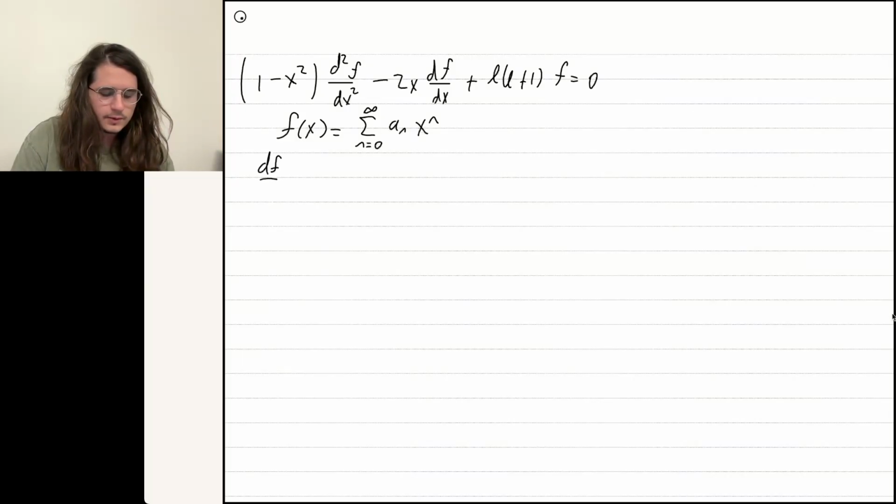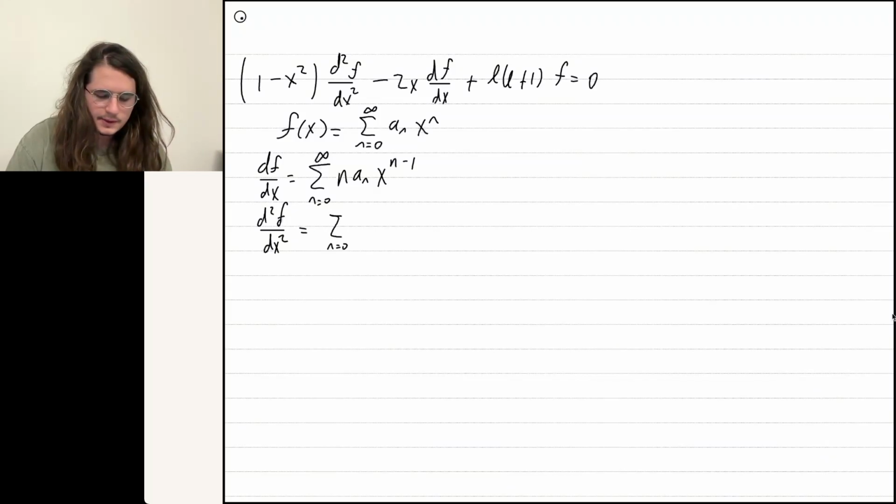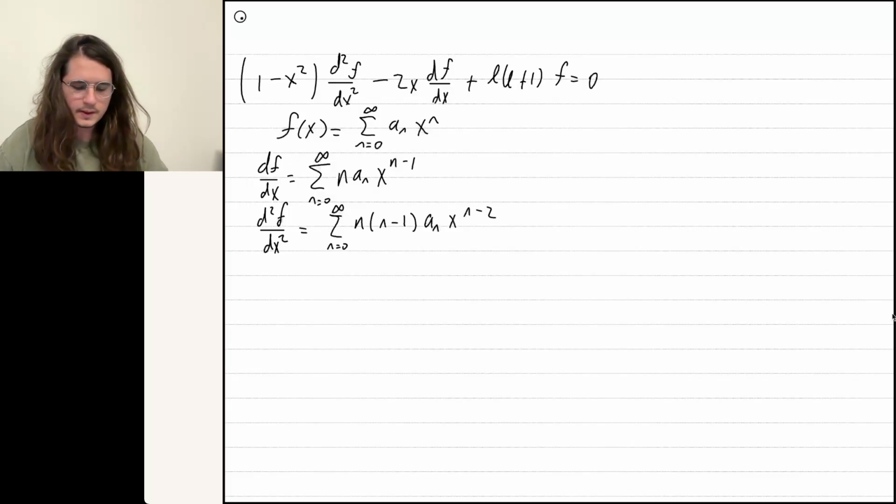First, by taking the first derivative and saying that it's clearly the sum from n equals 0 to infinity of n times a sub n times x to the n minus 1. And then also take the second derivative, d squared f dx squared, which is also a pretty easy little derivative to do. It's n times n minus 1 times a sub n x to the n minus 2.